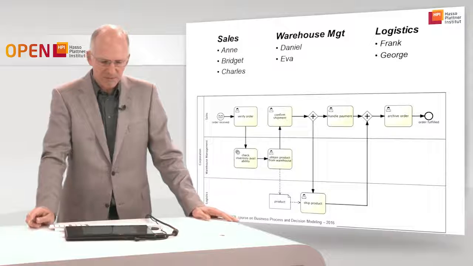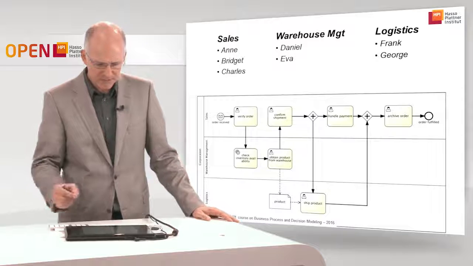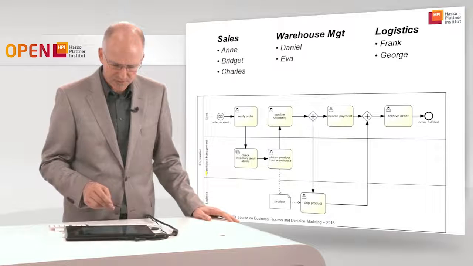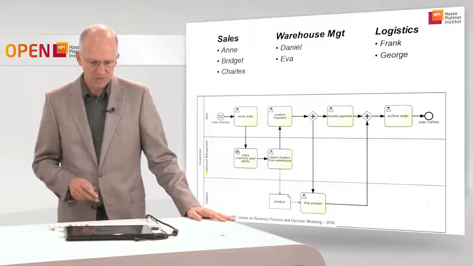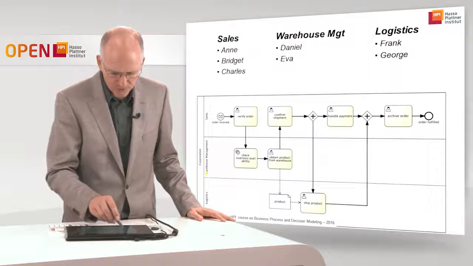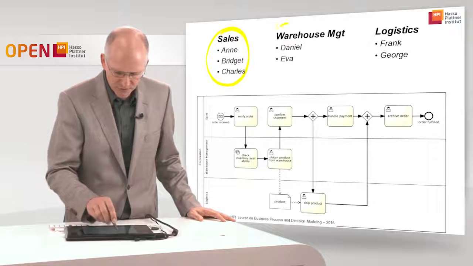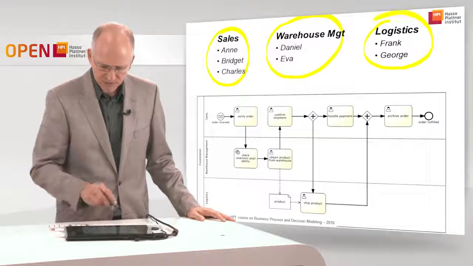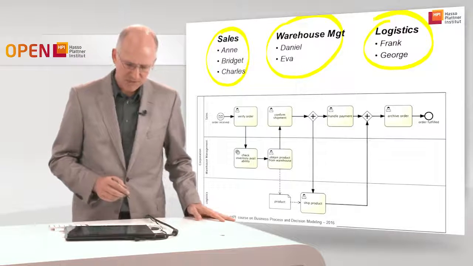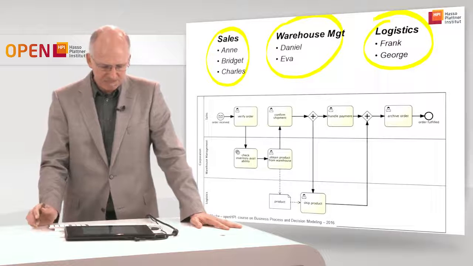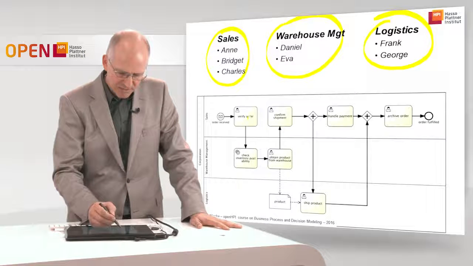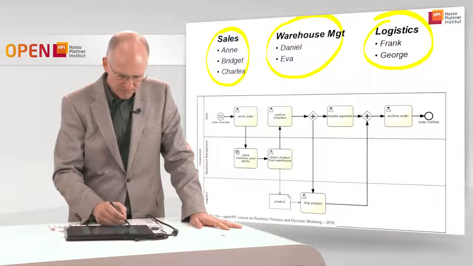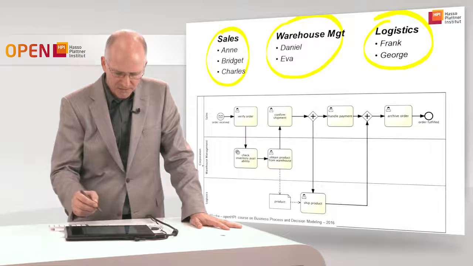All right, to make that a bit more clear, we reiterate this example with concrete persons, so employees. In sales we have Anne, Bridget, and Charles. In warehouse management we have Daniel and Eva. In logistics we have Frank and George. So let's start the process. The process starts again with verify order.